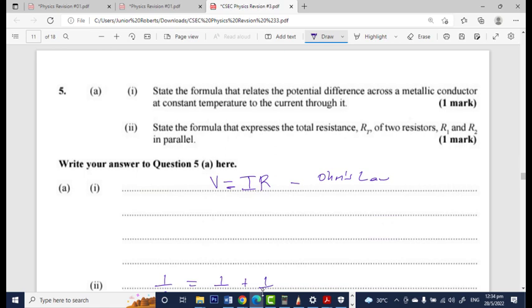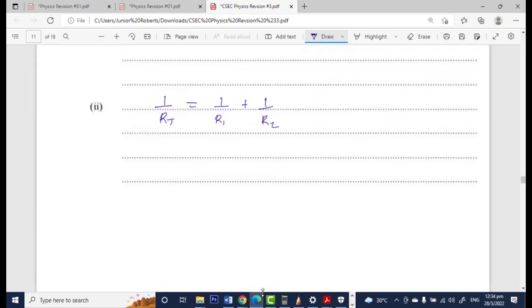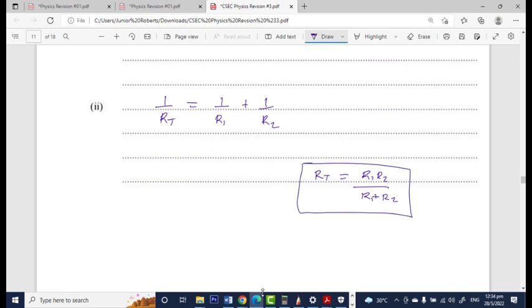Now, also, once we have two resistors in parallel, we can also write that the total resistance RT is equal to the product of the two resistors over their sum. Okay? But again, only when we have two resistors can we use this. Cool?